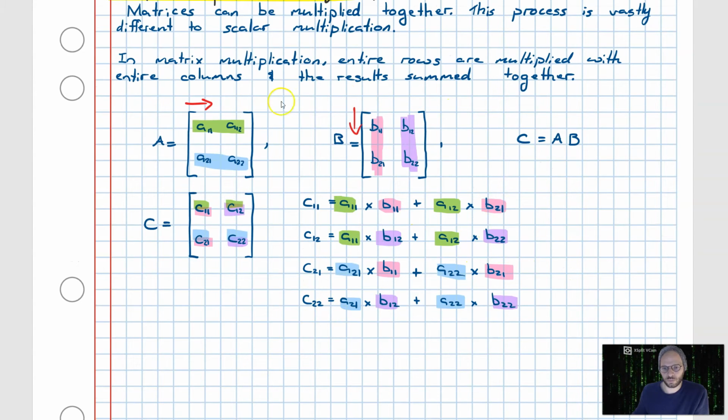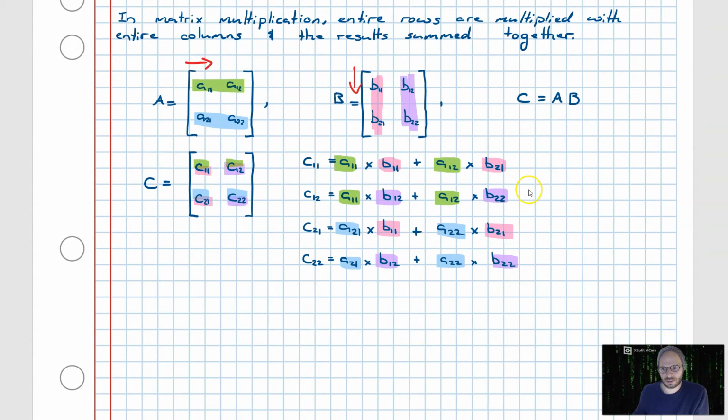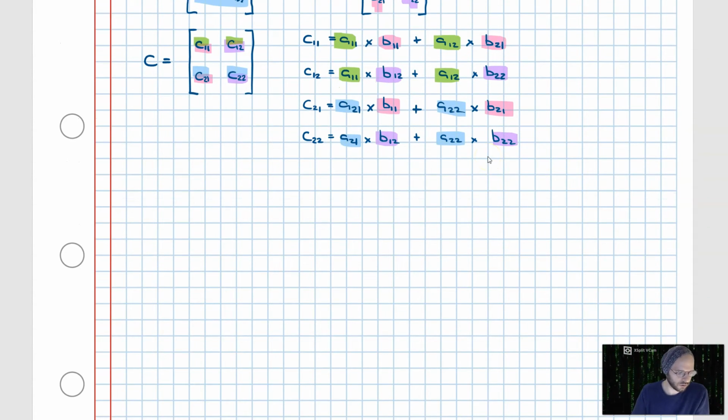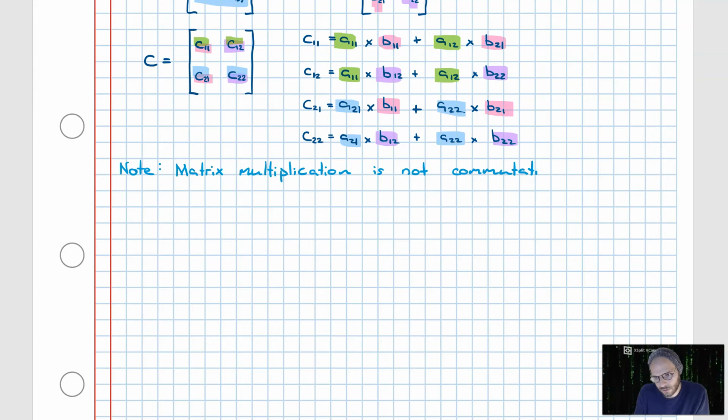Now, one thing that should be noted with this particular process is that dependent on the arrangement of A and B, the result you're going to get is going to differ. So what we can say is that matrix multiplication is not commutative. That is, order matters. As such, AB does not yield the same result as BA.